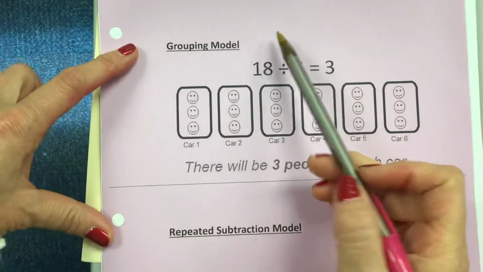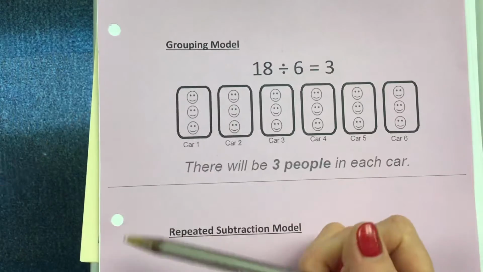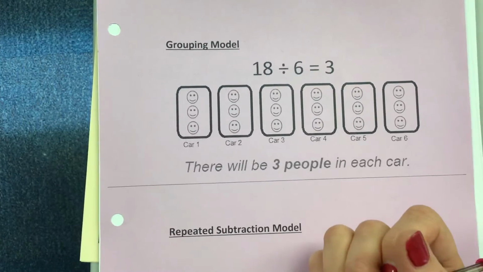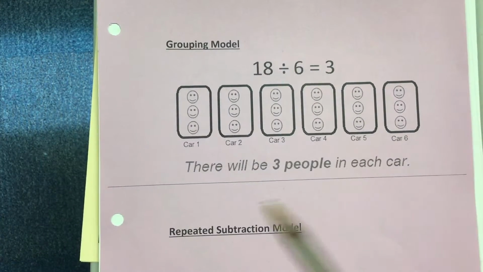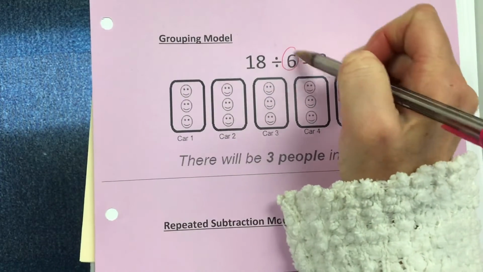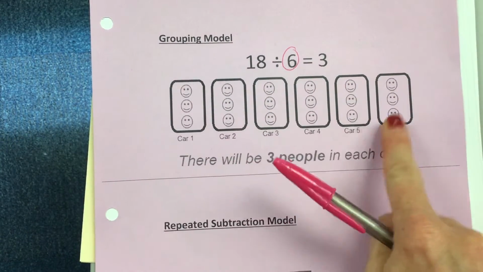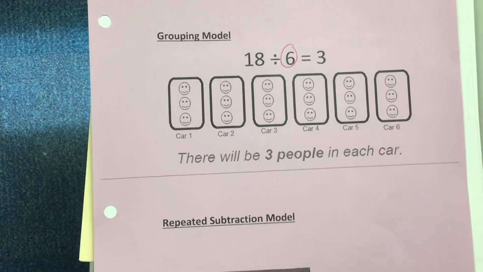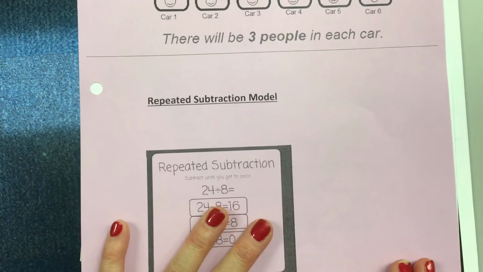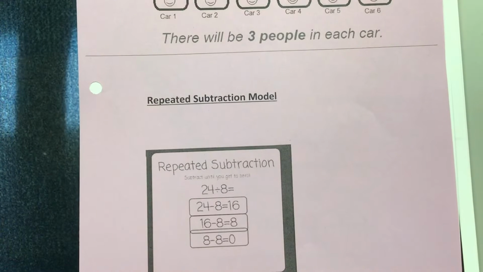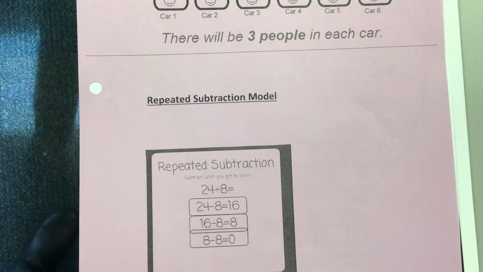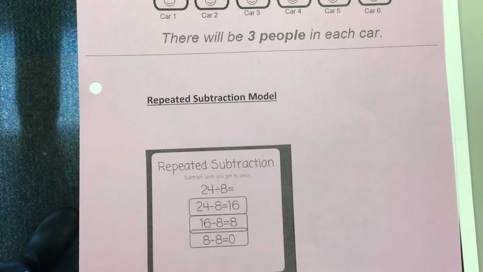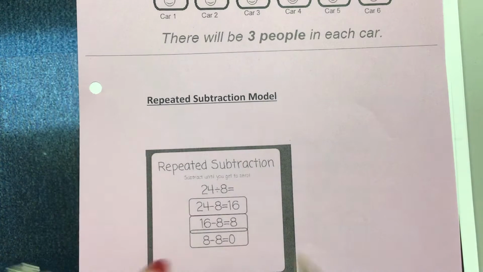Okay, so here is a way to model division. We've been modeling division for a long time. So 18 divided by 6, there are 6 equal groups, and there are 3 in each group. That is easy for us. We know that multiplication is repeated addition. Well, division is repeated subtraction. So it's kind of cool to look at it.